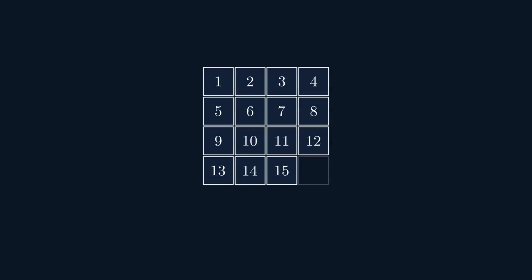This is a solved 15 puzzle. Now make the smallest looking mistake possible. Swap 14 and 15. Only 2 tiles are wrong. The blank is already where it belongs, so this should be easy. But it is impossible. Not difficult, not time-consuming, impossible.